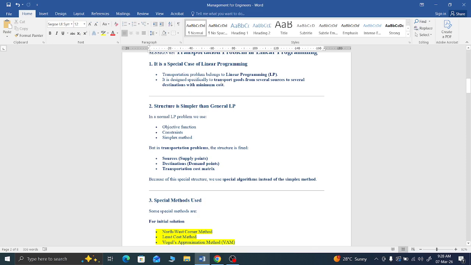So we are transporting, in engineering or in any kind of management work, goods from several sources to several destinations. There may be two places to transfer some goods, and for that there may be a cost. For that cost, we can find the minimum one there.